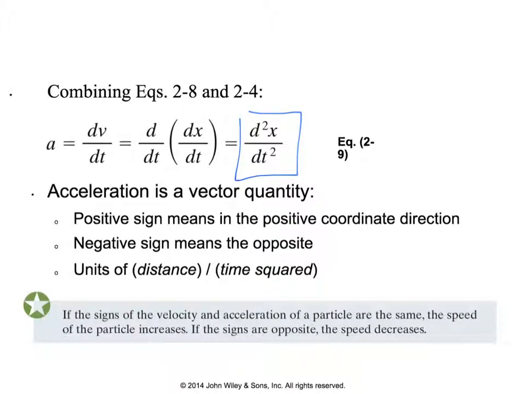Just like velocity, acceleration is a vector quantity. Positive means in the positive direction, negative means the opposite of that. And the units are distance per time squared. So typically that's meters per second squared in the standard units.